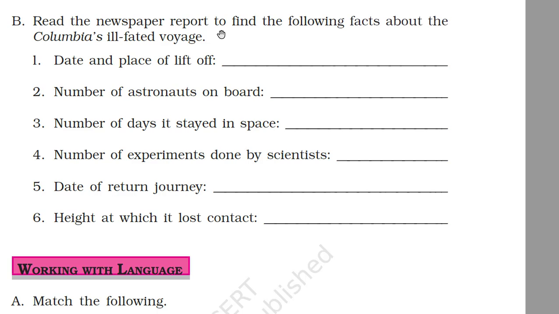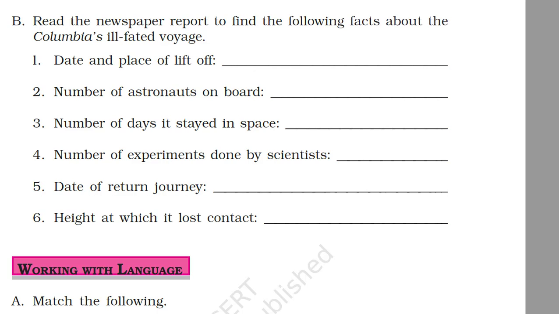Number of experiments done by scientists: 80. Date of return journey, I don't remember exactly what it was. It was 1st February 2003, and date of lift off was around 16 January 2003. That was my mistake. I have replaced the date. So date and place of lift off is 16 January 2003 from Kennedy, Florida. Okay, and height at which it lost contact, that was around 2 lakh feet, right?